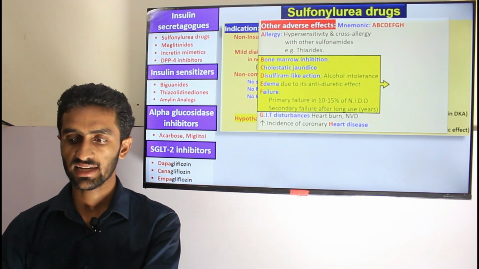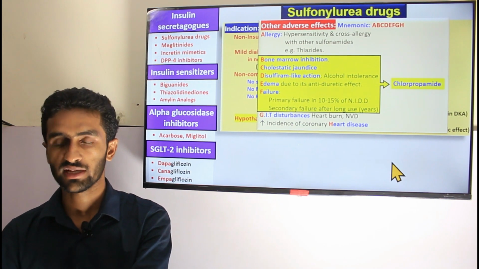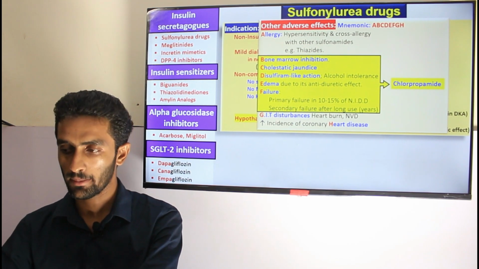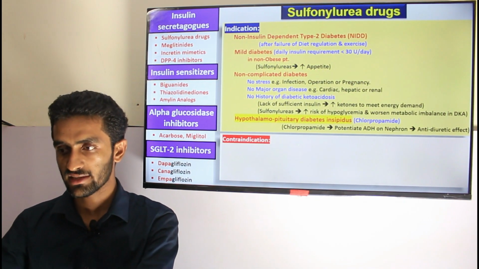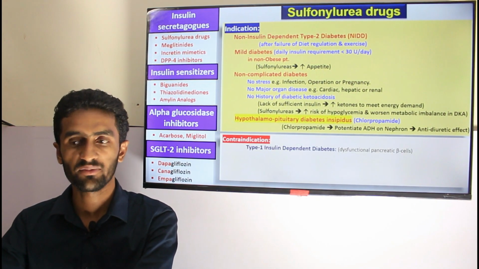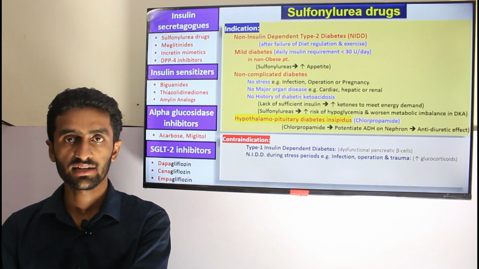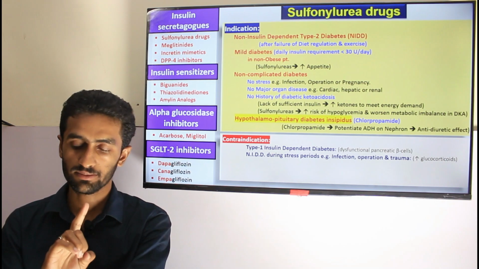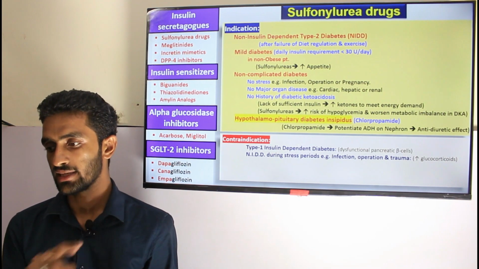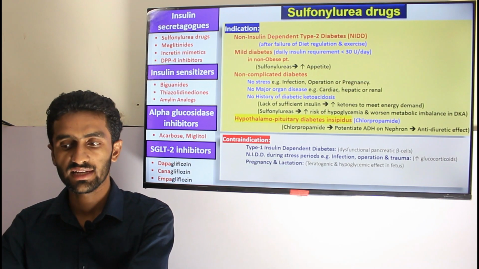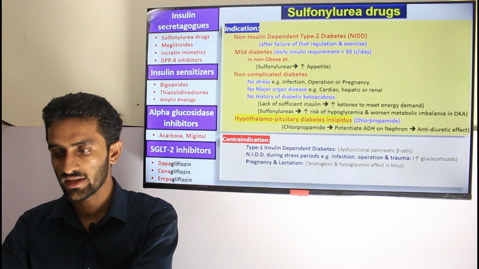But the important thing is that these B, C, D, E, F are mainly associated with chlorpropamide. Overall, the contraindication for sulfonylurea is type 1 diabetes, because there is dysfunctional pancreatic beta cells, and non-insulin dependent diabetes during a stress period. Because there is a high level of glucocorticoid, that's why you go for insulin instead of sulfonylurea. And in pregnancy and lactation, because of teratogenicity and the hypoglycemic side effect, they are contraindicated.